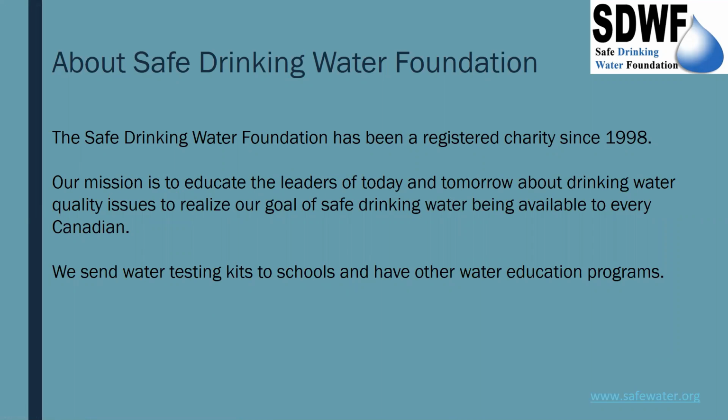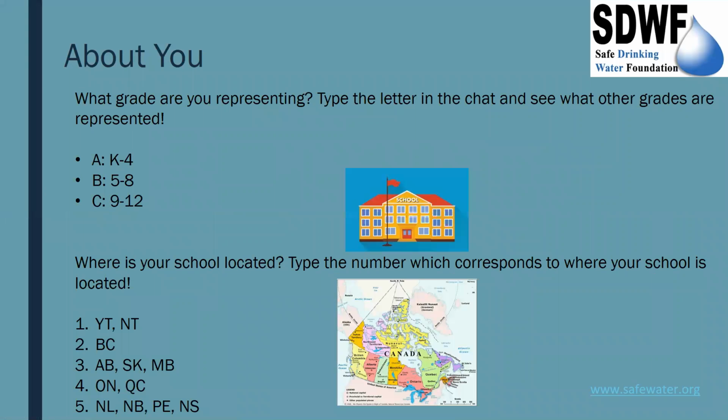So you already know about Safe Drinking Water Foundation, obviously. You know that we send water testing kits to schools and that we have other water education programs. So I'd like to know what grade you are representing. So please type the letter in the chat and see what other grades are represented. So if it's kindergarten to grade 4, please type an A. If it is grade 5 to 8, please type a B. If it's grade 9 to 12, please type a C.